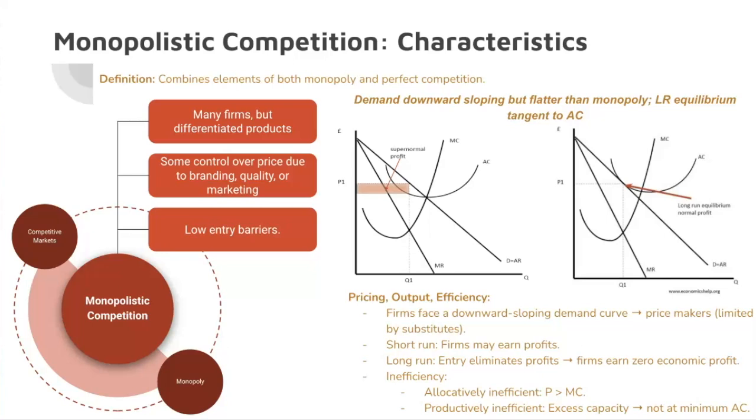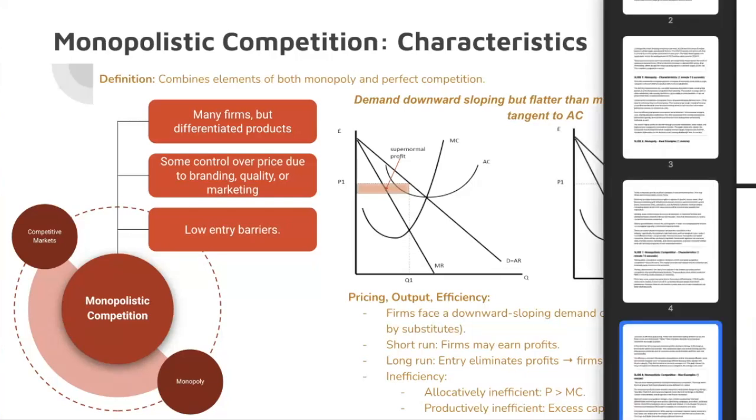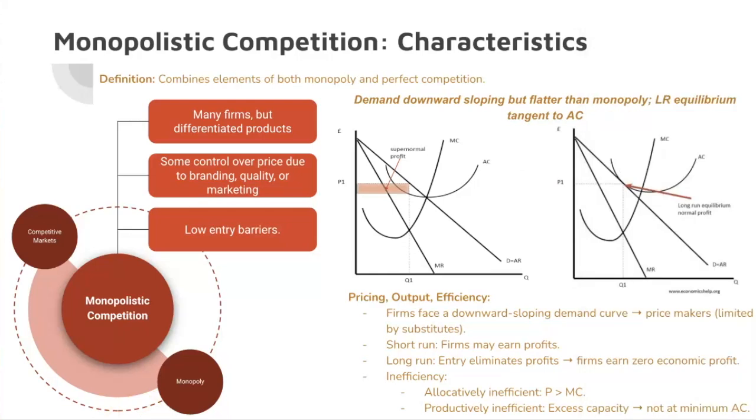Let's look at efficiency and pricing. Firms face downward sloping demand curves, but these curves are more elastic, flatter than a monopoly demand curve, because substitutes are readily available. So in the short run, firms may earn economic profits. But here's the key. In the long run, these profits attract new entrants. New restaurants open, new brands emerge, and this entry process continues until all economic profits are eliminated and firms earn only normal profit.